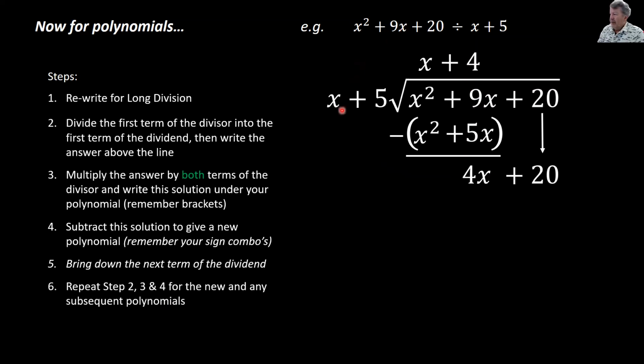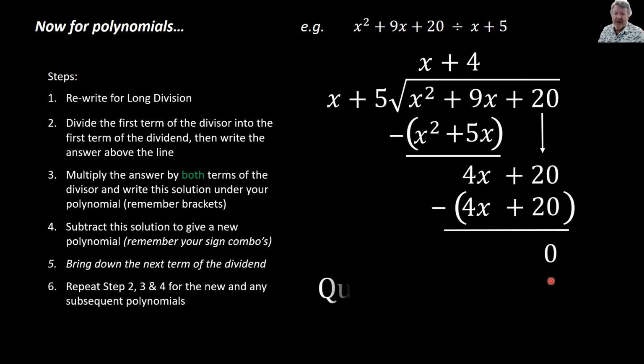Then we go 4 times the x is 4x. 4 times the 5 is plus 20, and in brackets. Do the subtraction. 4x take away 4x, disappears. 20 minus positive, so minus. 20 minus 20 is 0. Wonderful. So what's our quotient? What's our answer? The quotient is, now, good idea to write this in brackets, here we go, bring down, the quotient is x plus 4. Is there a remainder? No, there's no remainder.